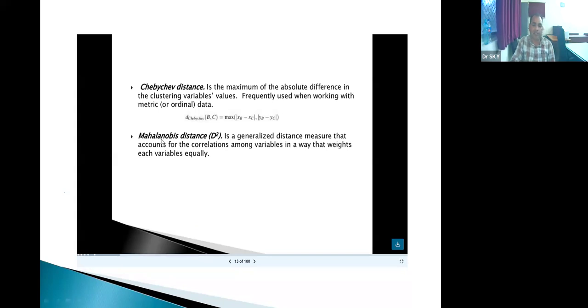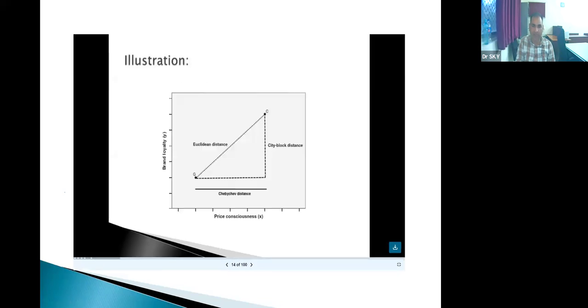Now we come to Mahalanobis D square distance, a generalized distance measure that accounts for correlation among variables in a way that weights each variable equally. Here we apply equal weight to every characteristic, and on the basis of that we apply this Mahalanobis D square.